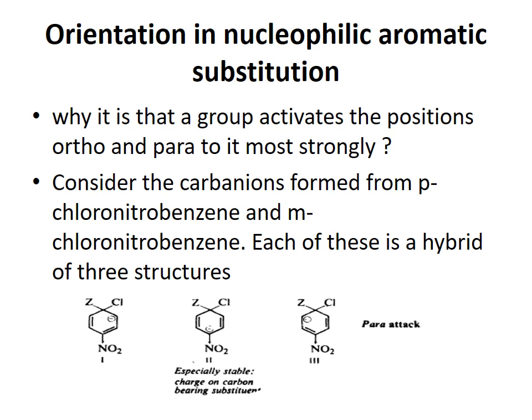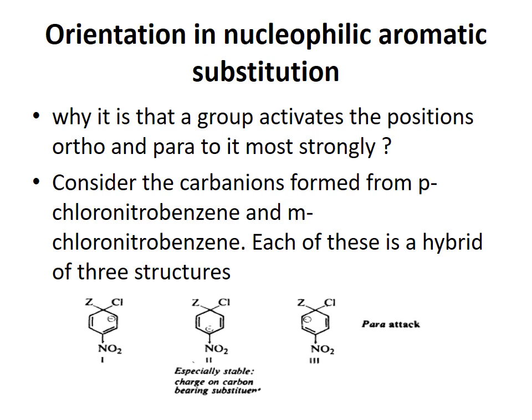Now we have to see the orientation in nucleophilic aromatic substitution reaction. For a bimolecular displacement reaction to occur, the electron withdrawing group should be present at the ortho and para positions of the carbon to which the halogen is attached. Why is it specified? What is the reason for such a specification? For that we have to see the structure of the carbanion formed from para-chloronitrobenzene and meta-chloronitrobenzene.